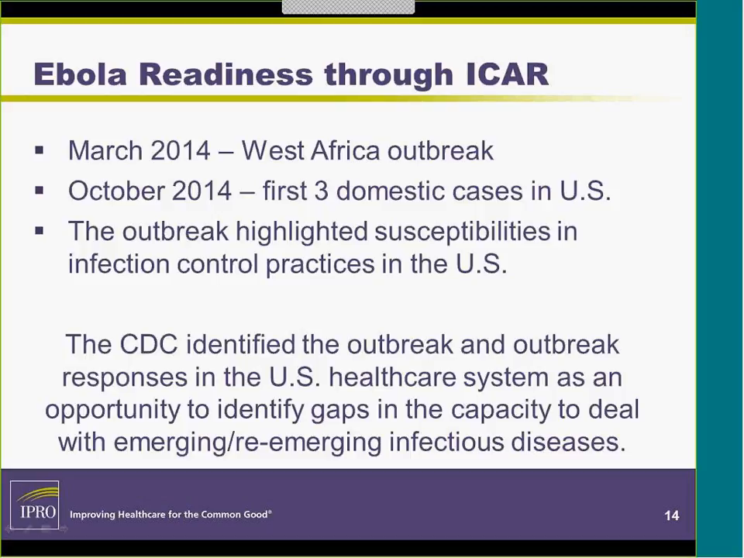And then in October of 2014 was when the U.S. public health system was really challenged with the first of the 3 domestic cases of Ebola. I'm sure most of you remember the case in Texas, which sparked this scare and this outbreak in the United States. So the Ebola outbreak response really highlighted the vulnerabilities in infection control practices within the U.S. healthcare system. And as a result, the CDC response efforts provided an opportunity to identify gaps in the nation's capacity to deal with Ebola or other emerging or re-emerging infectious diseases.